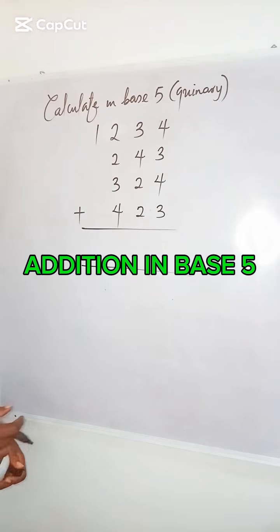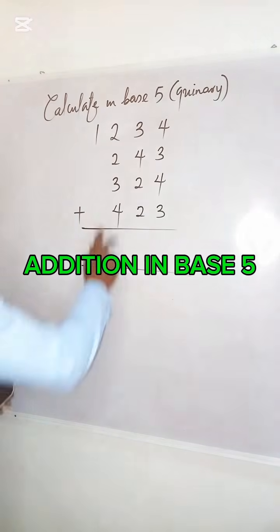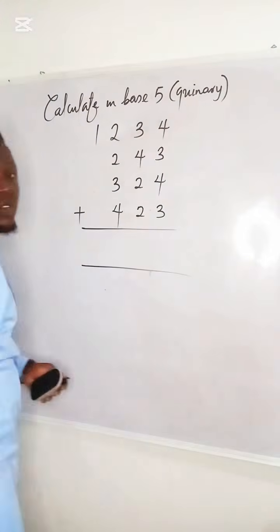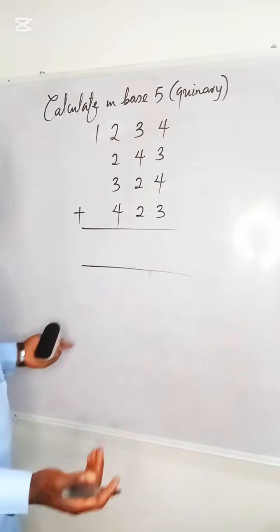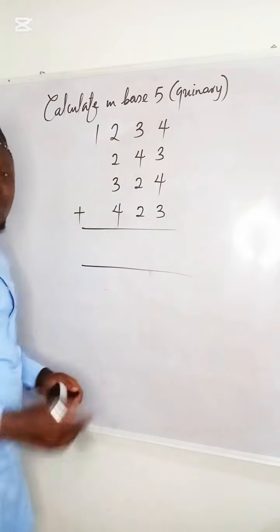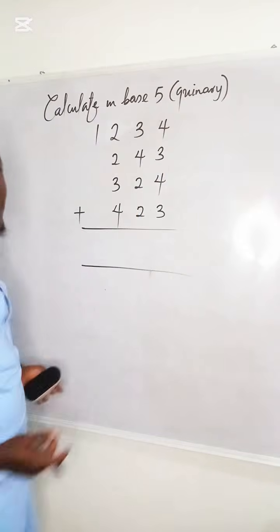We are still under operations in number bases. Now we are asked to calculate in base 5. Base 5 is also called quinary. So they want us to add all these numbers. They are all in base 5, as you can see. None of the numbers here is 5 or greater than 5. Definitely they are in base 5.